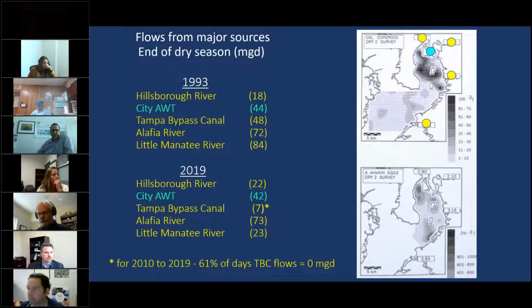This slide shows the same graphic on the right and the same 1993 dry season flow numbers in the top table on the left. Below that are the flow numbers for the same 10-day period in the spring of 2019. The numbers are relatively similar between the 2 years, but there's much less flow coming from the Tampa Bypass Canal in 2019 due to the increased water supply withdrawals from that system. In fact, the 7 MGD value is kind of misleading, as there were flows for only a few days at that location in May of 2019.